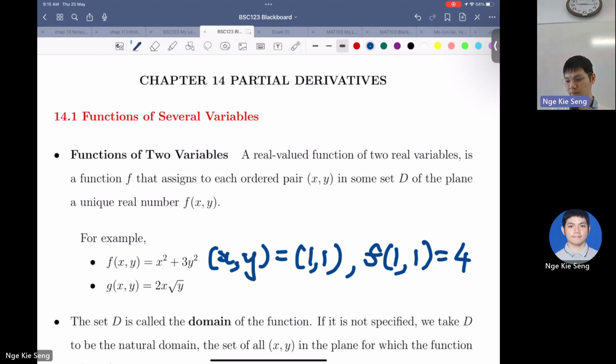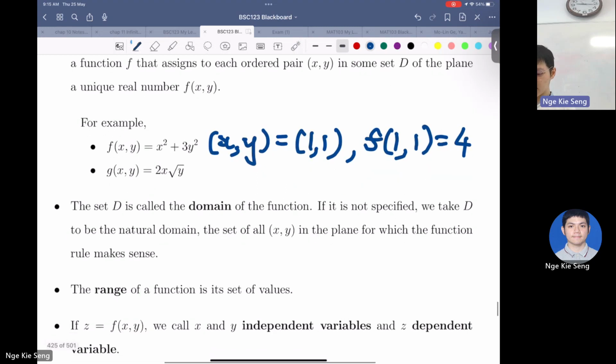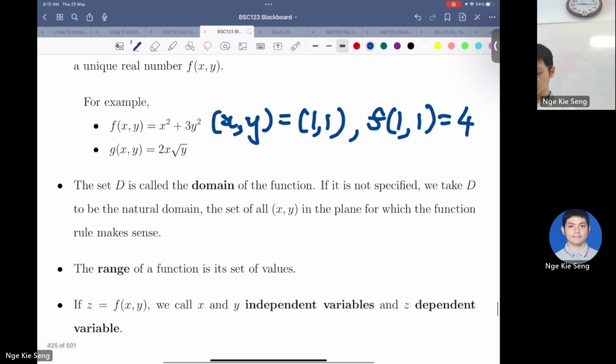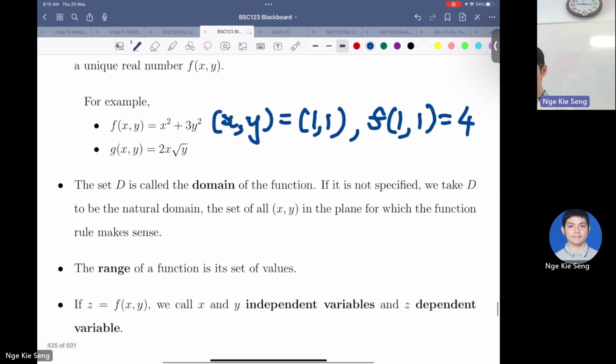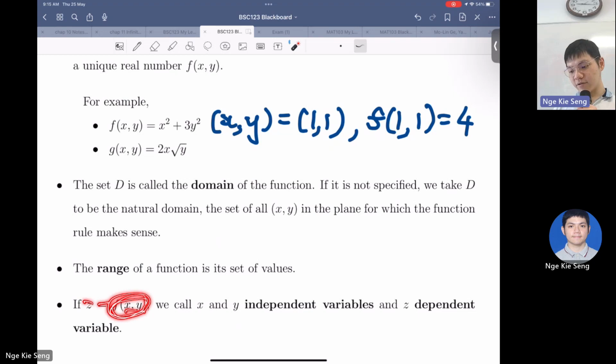So the set D is called the domain of the function. If it is not specified, we just take it to be the natural domain, the set of all (x, y) in the plane for which the function rule makes sense. The range of a function is its set of values. Some terminology: we call x, y independent and z dependent, if we can write z equals f(x, y). Because x and y are independent, z depends on them, so z is dependent.